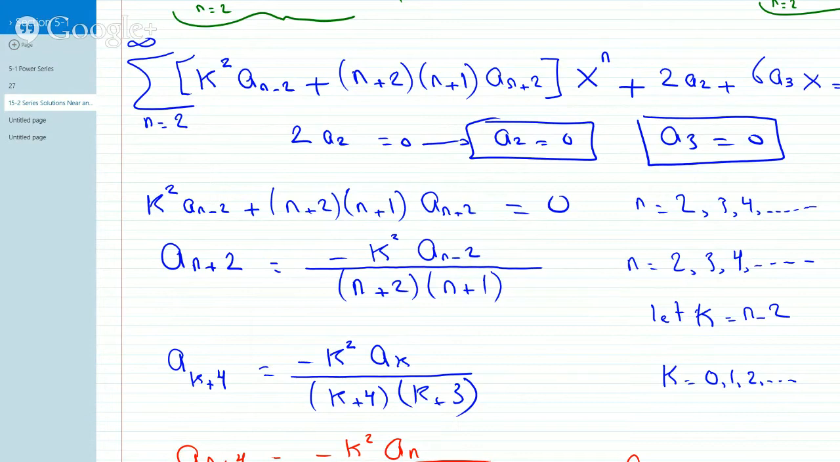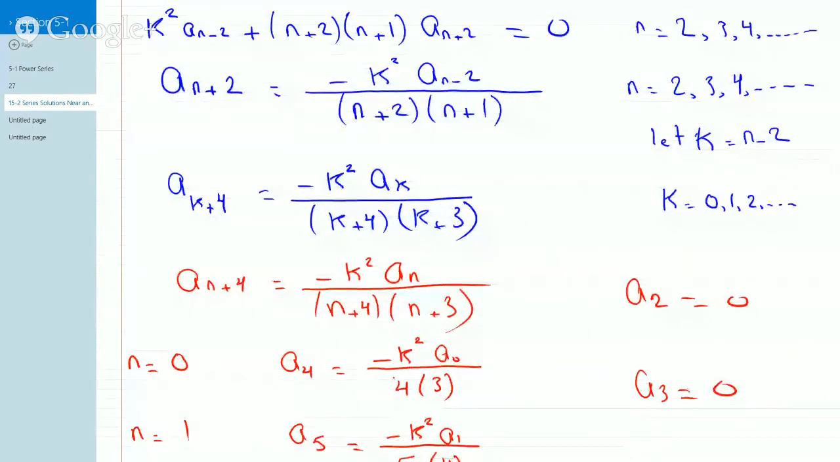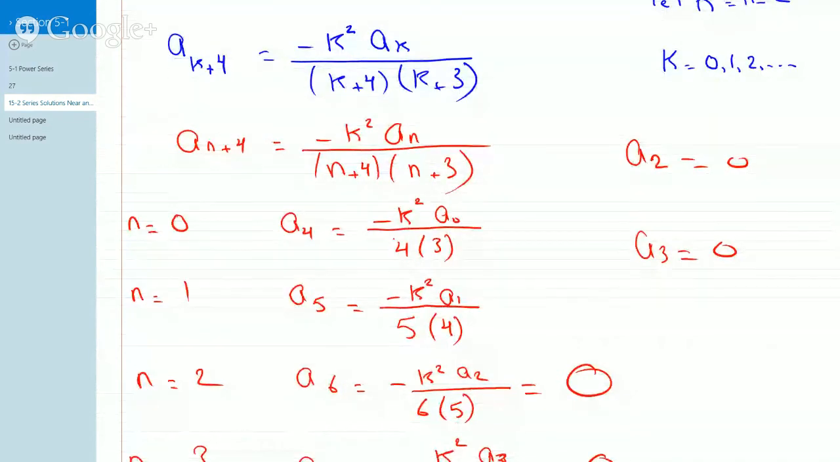We said, okay, let n minus 2 equals k, then n is equal to k plus 2, then this becomes a of k plus 4, and this becomes a of k. And then we went back, and since it's a dummy variable, we called it n again, just so we can go back to n. And now we calculated a few terms. So when n equals 0, we plugged it in. When n equals 1, we plugged it in, and n equals 2.